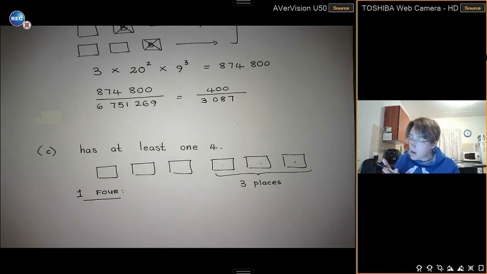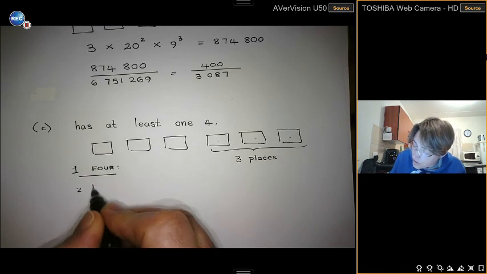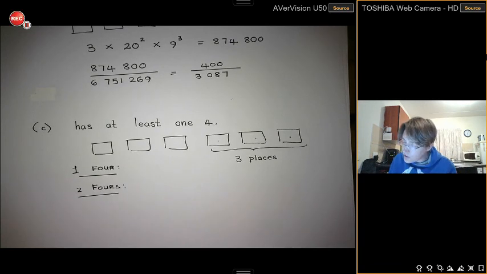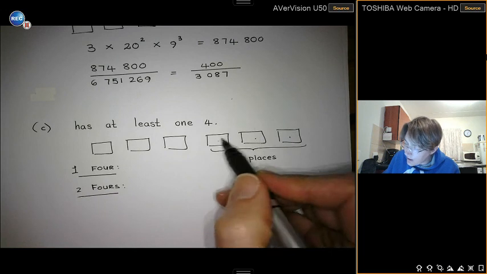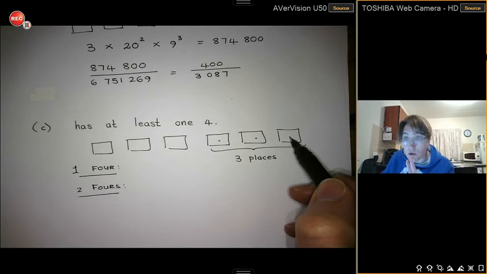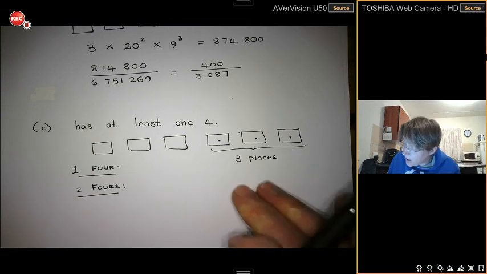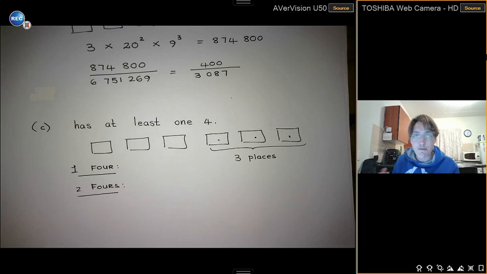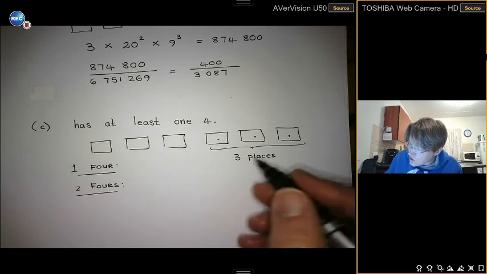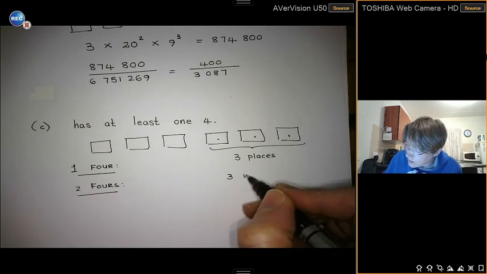Okay, then I could have had 2 4s. Now the problem with 2 4s is there's quite a few here. I could have had a 4 there and a 4 there, so that's 1. I could have had a 4 there and a 4 there, so that's 2. I could have had a 4 there and a 4 there, so that's 3 again. So there again, I could have had it in 3 different ways. So 3 places, or I could have had those 2 4s in 3 permutations, if that makes any sense.